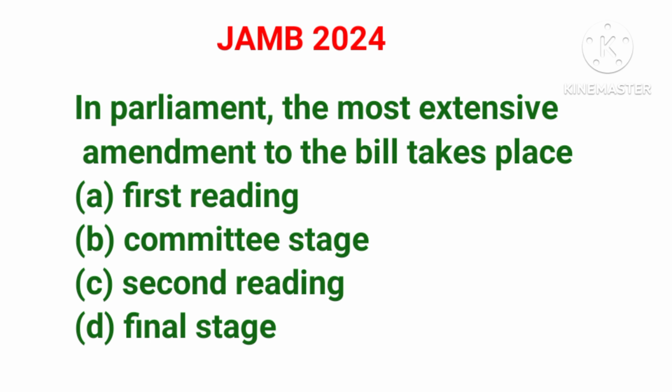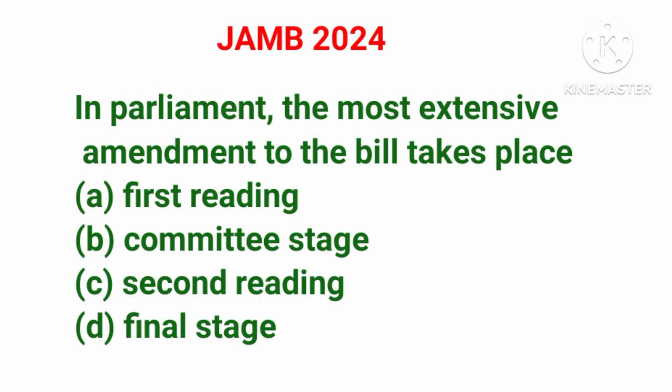And this is the correct answer. It's at the committee stage that amendments are done. In parliament, the most extensive amendment to a bill takes place at the committee stage. This is when the most extensive amendment is done to a bill. It involves getting the opinions of the public and the stakeholders and making suggestions. So this is where you have an elaborate amendment on any bill: the committee stage.